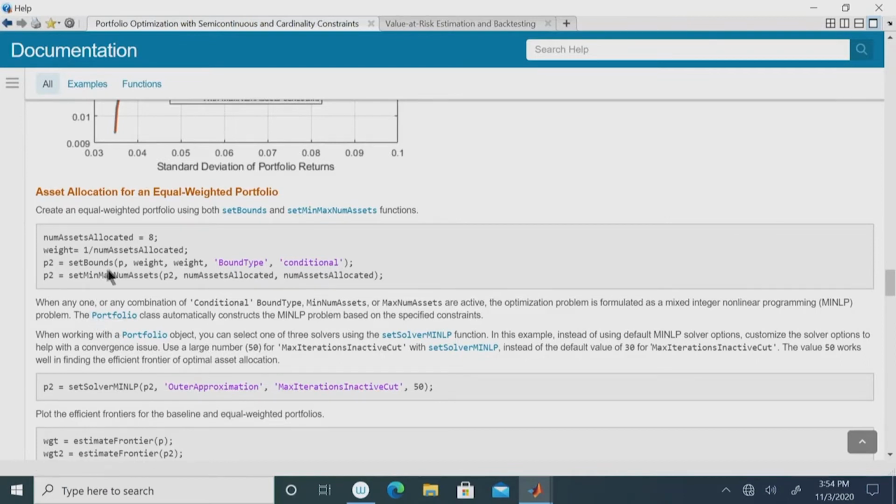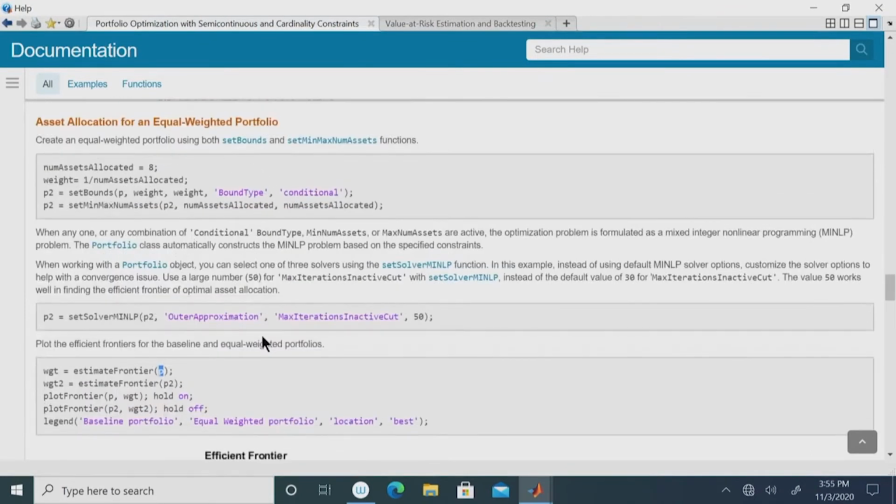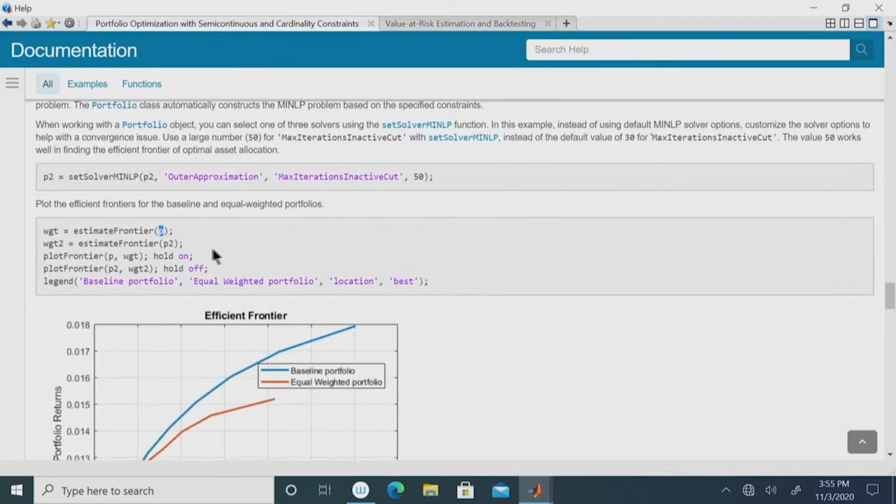This is a mixed integer nonlinear programming kind of problem. So you have to then solve this using the solver MINLP, that is, MINLP is for mixed integer nonlinear programming problems. You set the solver for this, and then you again estimate the efficient frontier. Of course, your P remains unchanged, that is the baseline one, but your P 2 now is going to be the solution of this equal-weighted portfolio by usage of this method of MINLP.